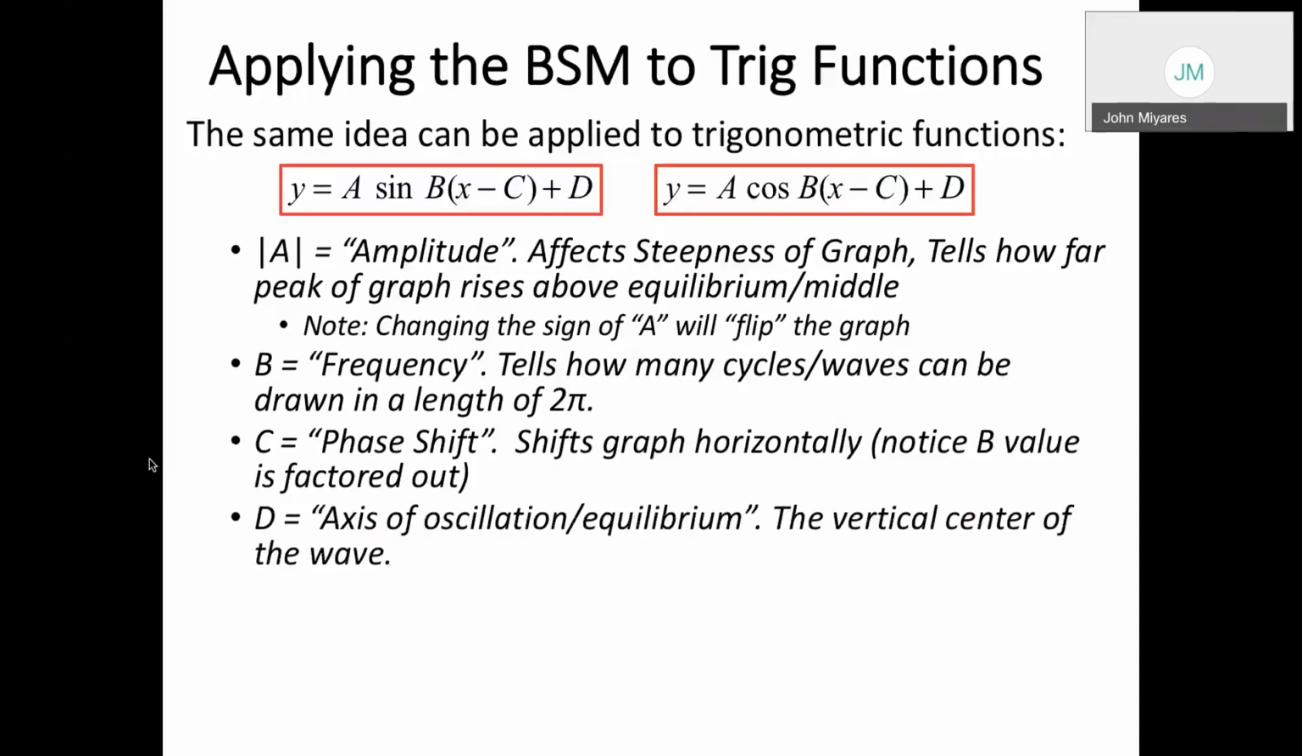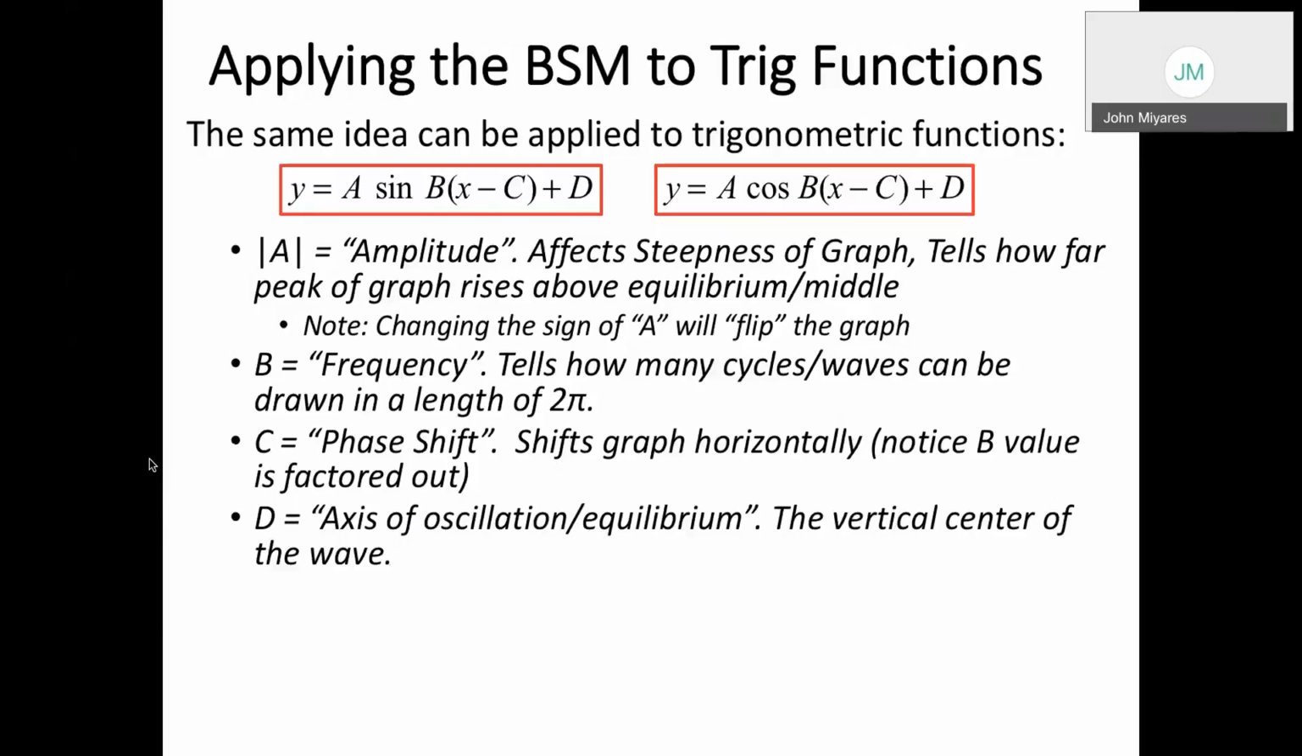The value of D is referred to as the axis of oscillation or the axis of equilibrium. It is the vertical center of the wave. For the basic sine and cosine waves, the axis of oscillation is going to be the x-axis. But if we were to add 2 onto the end, say looking at the function y equals sine of x plus 2, then the axis of oscillation would be the horizontal line y equals 2, and it would shift the entire sine wave up 2.